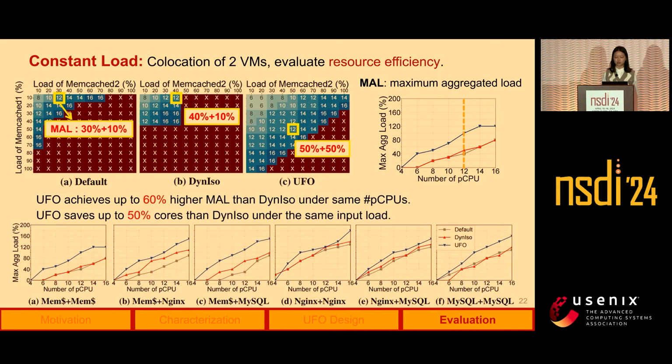Over 6 different collocations, for the same number of PCPUs, UFO achieves an average of 27% higher MOL than dynamic ISO. On the other hand, for the same input load, UFO saves 22% CPUs compared to dynamic ISO on average.